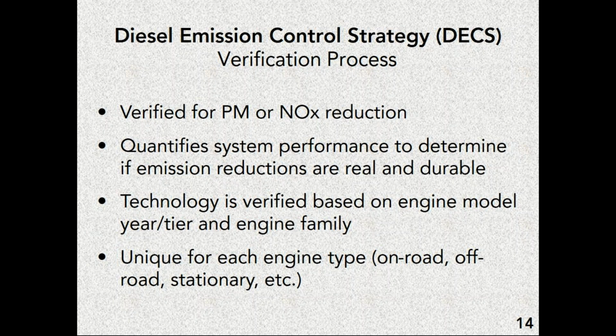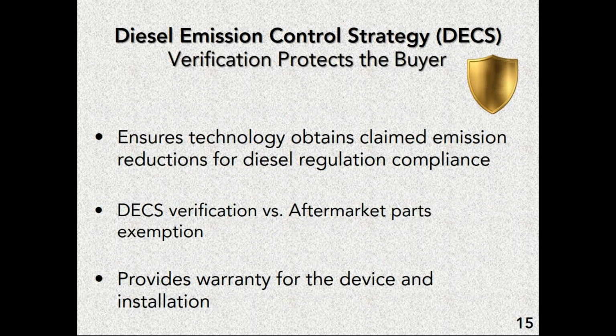So you typically will not have a verified diesel emission control strategy that works on both an on-road engine or an off-road engine, or even one that works on either of those and a stationary engine. So this system is supposed to ensure that the technology, if they claim that it reduces emissions, there's proof that it does. It also provides some warranty for anyone that purchases one of these devices and puts it on their engine. It is something that is different than the aftermarket parts exemption, and that's why I try and go through this explanation.